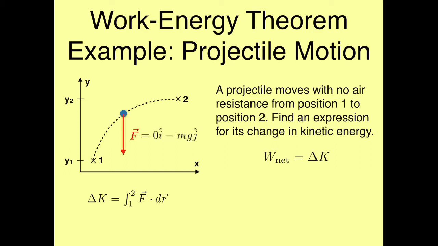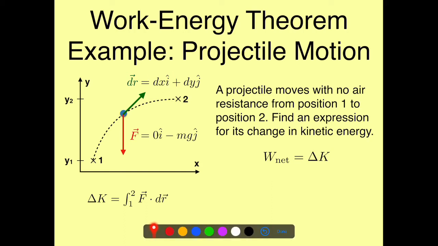If we write it in component form, that would be 0 i hat, so there's no x component to gravity. The y component is negative because it's going down, and -mg j hat is how we write that. Okay, what about dr? That's a displacement, and in particular, it's a little infinitesimal displacement along this path. The way we can write this in component form is dx i hat plus dy j hat. So basically, as the projectile moves, it has a little displacement along the x direction, and a little displacement along the y direction.